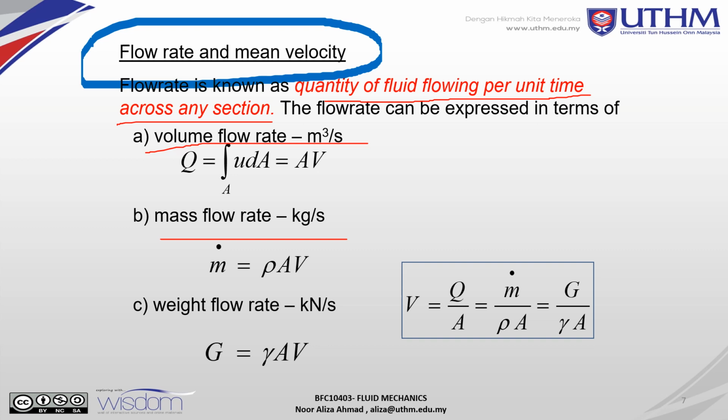The equation for weight flow rate is equal to the specific weight times the area times the velocity. So we can conclude that for the velocity V, it is equal to Q, the discharge, divided by the area, which is also equal to the mass flow rate divided by the density times the area, and the weight flow rate.